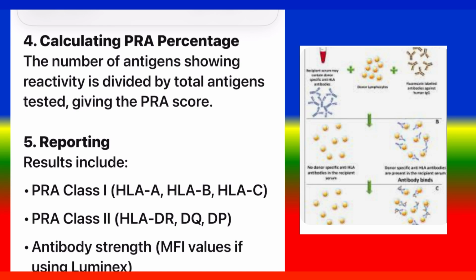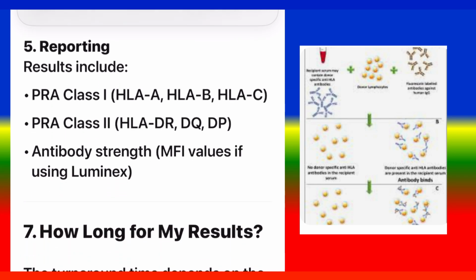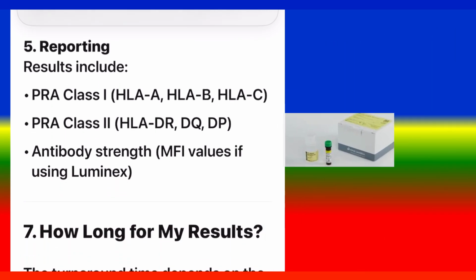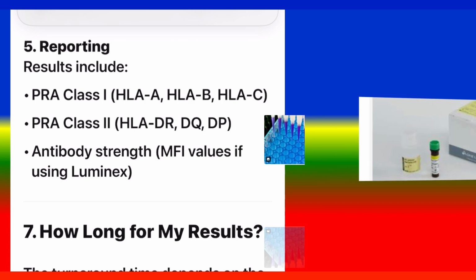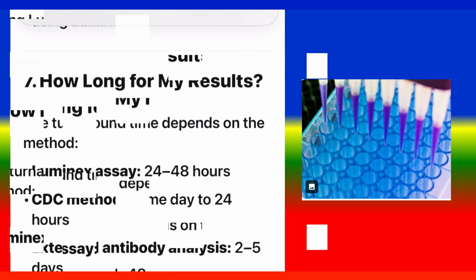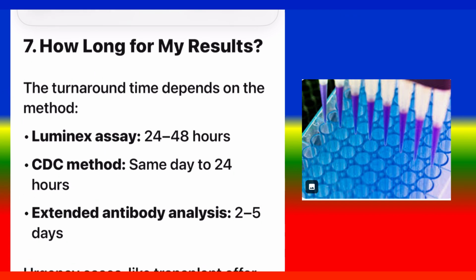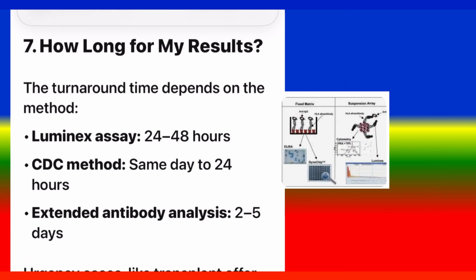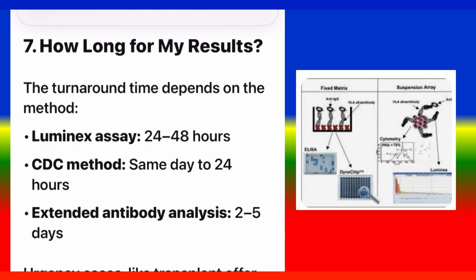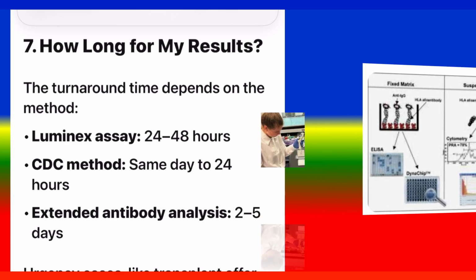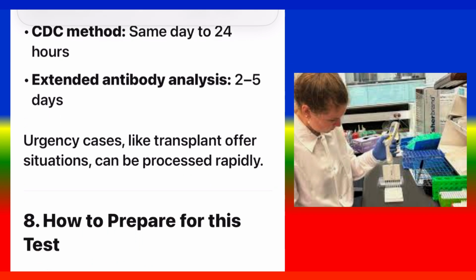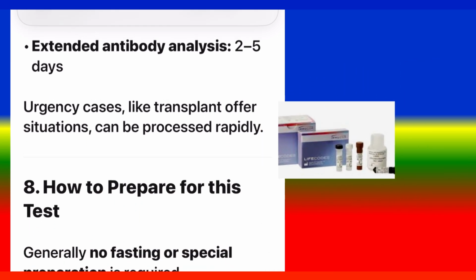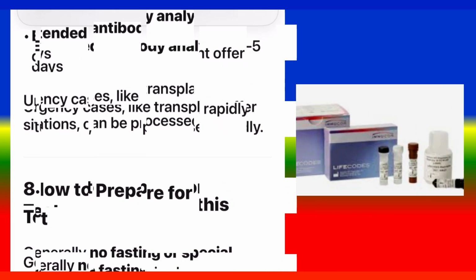5. Reporting. Results include PRA Class 1: HLA-A, HLA-B, HLA-C; PRA Class 2: HLA-DR, DQ, DP; and antibody strength, MFI values, if using Luminex. Number 7. How long for my results? The turnaround time depends on the method. Luminex assay: 24 to 48 hours. CDC method: same day to 24 hours. Extended antibody analysis: 2 to 5 days. Urgent cases, like transplant offer situations, can be processed rapidly.